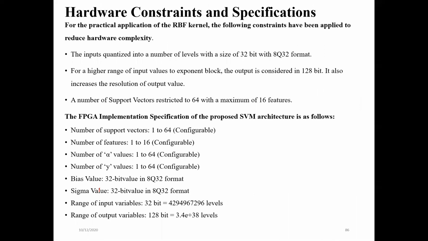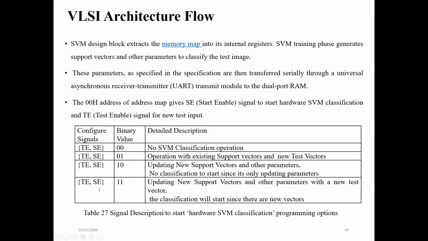So what are the hardware constraints and specifications that are required? The inputs are quantized into a number of levels, 32-bit with Q32 format. For a higher range of input values, in the exponent block, the output is considered as 128. It also increases the resolution of the output value. The number of support vectors is restricted to 64 with a maximum of 16 features. Number of support vectors, number of features, number of alpha values, all these are clearly shown here. The range of the input variables is up to 32-bit, and the range of output variables is up to 128-bit.